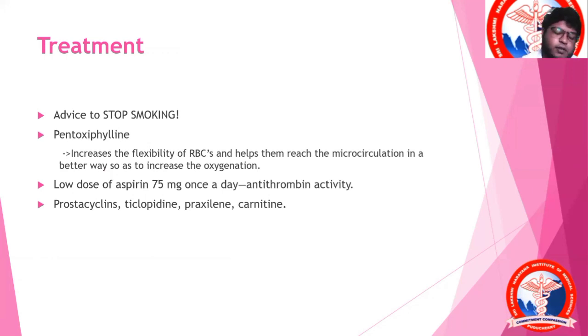Treatment. The first thing we have to ask the patient to do is to stop smoking. You can even ask them, do you want your limbs or do you want to smoke? The drugs we use are pentoxifylline, which increases the flexibility of RBCs and helps them reach the microcirculation in a better way so as to increase oxygenation. We give low dose aspirin, 75 mg OD. It has an antithrombotic activity.